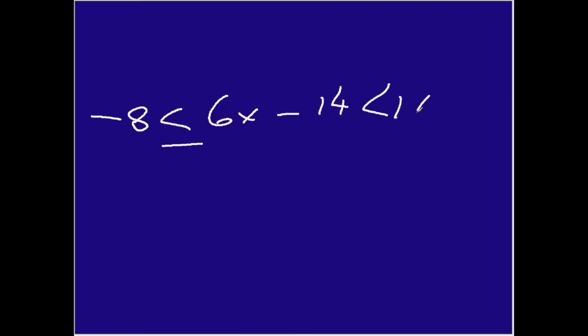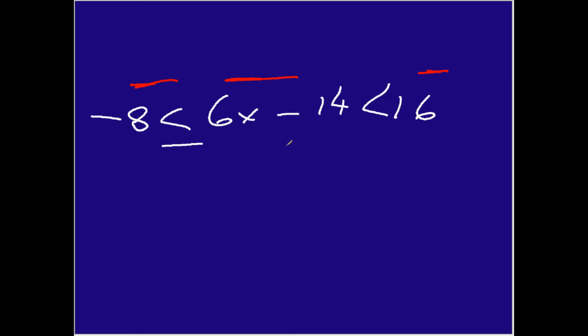So let's see here. Here's our problem. You've got -8 is less than or equal to 6x minus 14 and is less than 16. You can see here clearly we have two inequalities. We have the less than or equal to, and also less than again. To solve this problem, you simply do the basic steps that you would do to solve any linear equation, but with the caveat that whatever you do in the middle must be done to the right and also to the left.